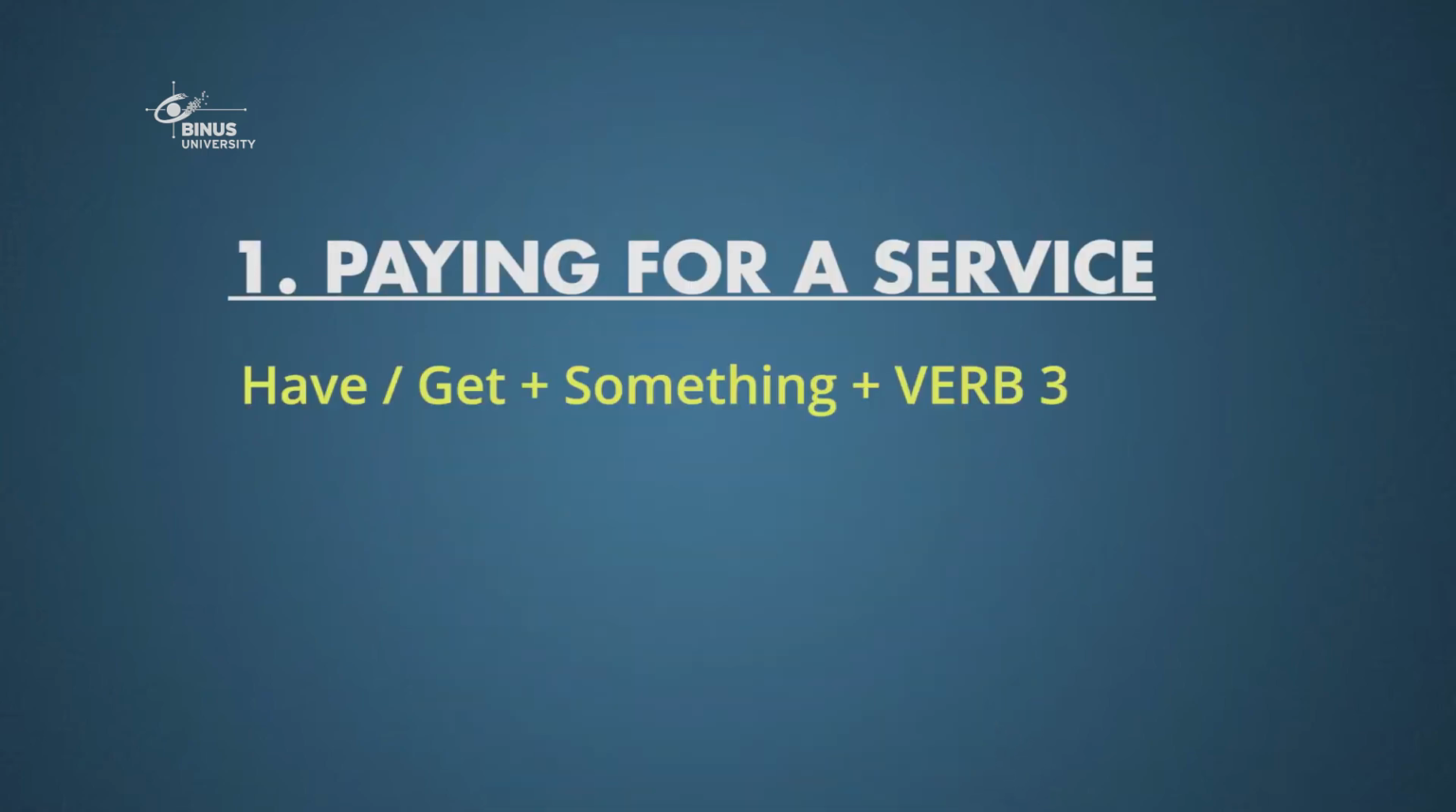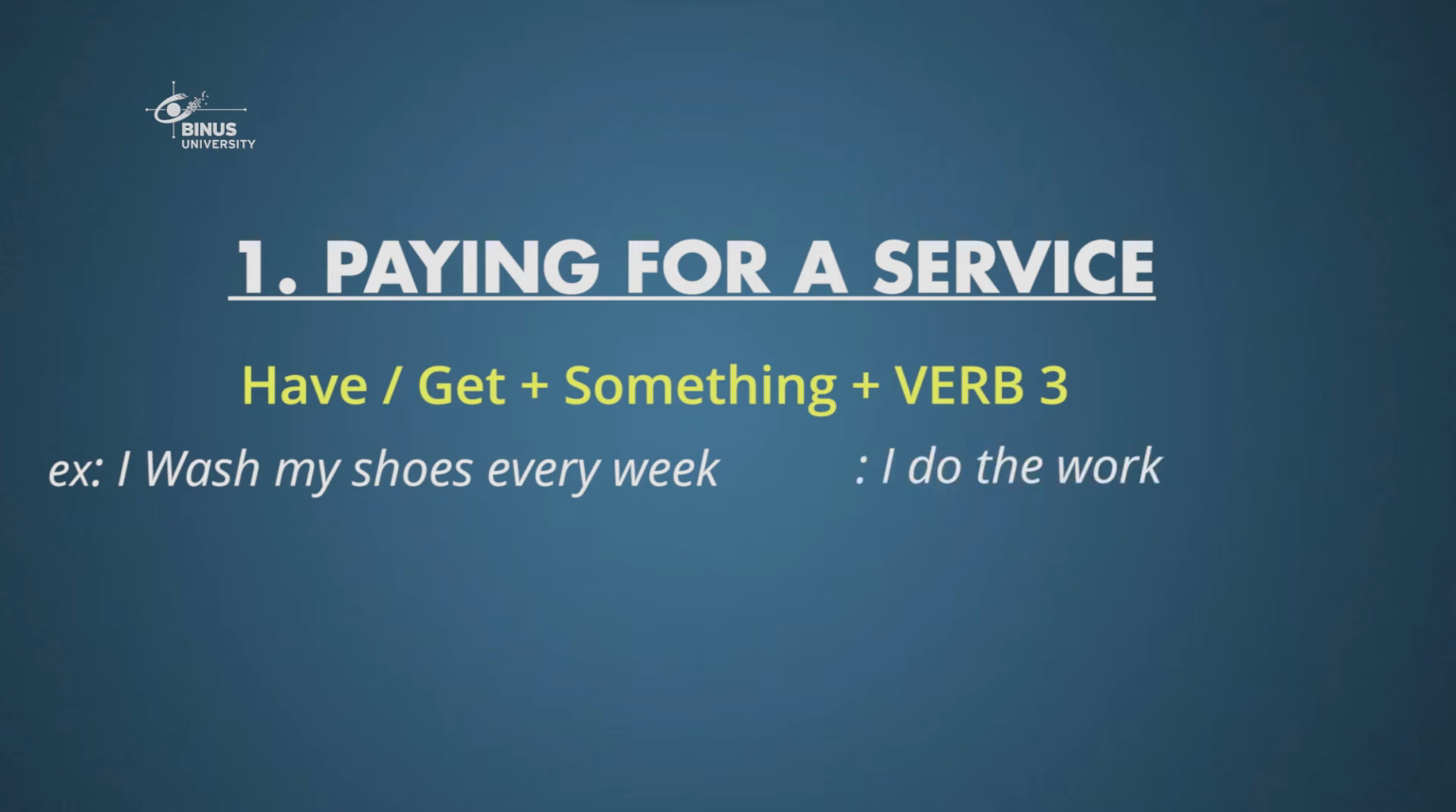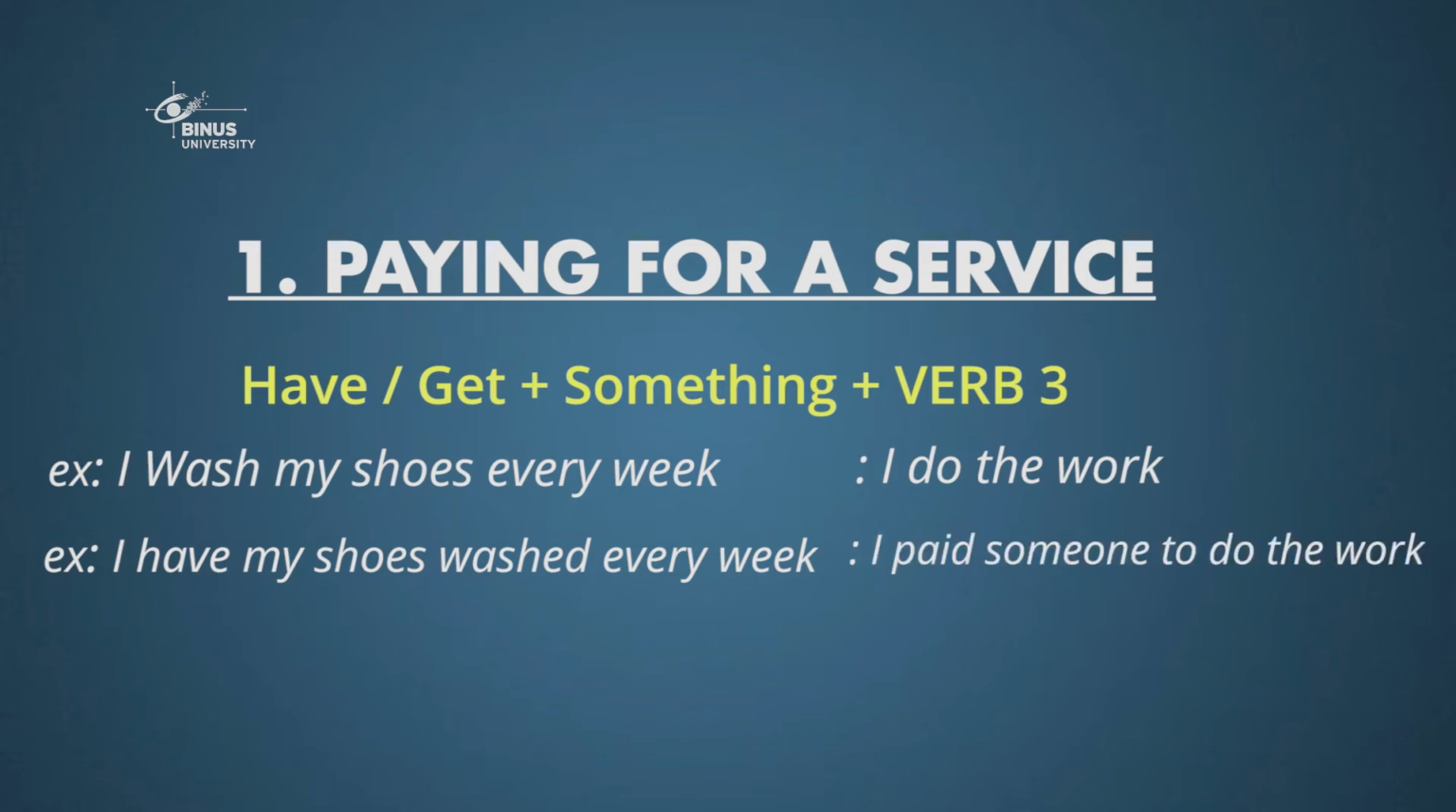Okay, let's go to the first one. The rules for have and get for paying for a service, for example. So we have have and get plus something and plus verb 3. Just like the example, I wash my shoes every week. So in this example, I do the work. But how is it changed to another sentence? I have my shoes washed every week. So in the second sentence, we know that we pay somebody to do our work. Another example, I get my shoes washed every week. It means that somebody helps us. We pay somebody to wash our shoes.